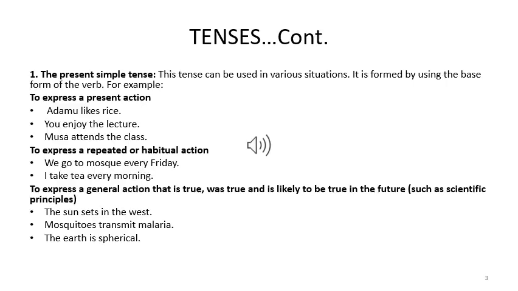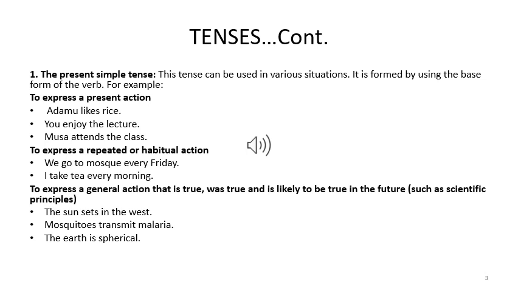So the first category of the present tense is the present simple tense. And this tense can be used in various situations. It is formed by using the base form of the verb. For example, to express a present action, Adamu likes rice. You enjoy the lecture. Musa attends the class. So you can see that attends, enjoy, likes, these are all the base form of the verb, and they are in the present tense.